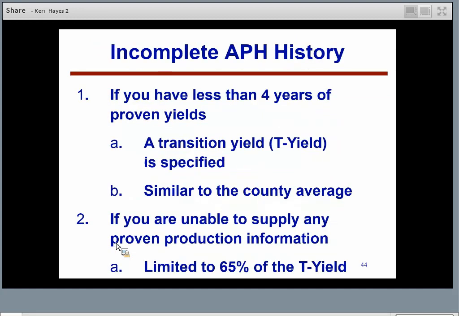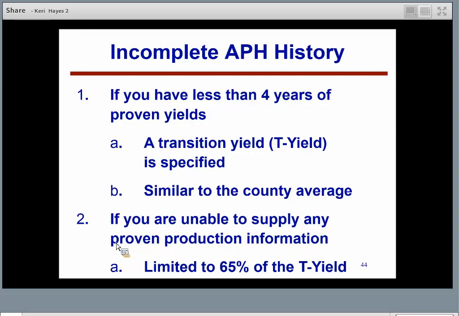If you do have records for less than 4 years, and a lot of farmers who are just getting started, that is certainly the case, you use what's called the transition yield, T yield. So it allows you to transition into the program. Just remember, a T yield is basically a way for you, without 4 years of history, to use, usually about a county level average. So the insurance company doesn't know what you're capable of, but they'll say, we'll assume you're about the county average until we get more information.